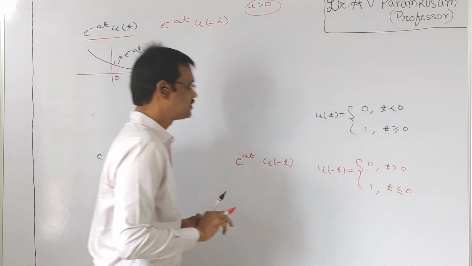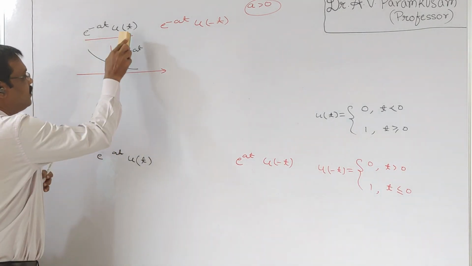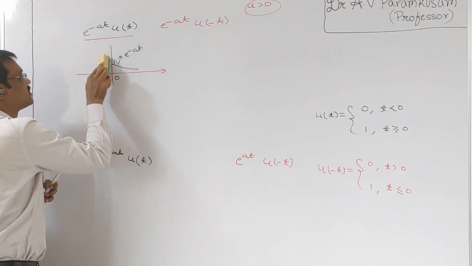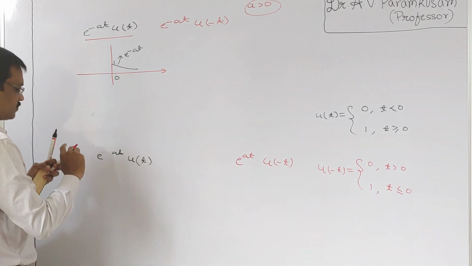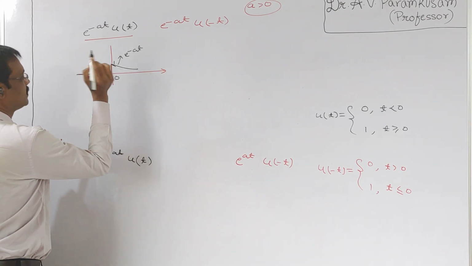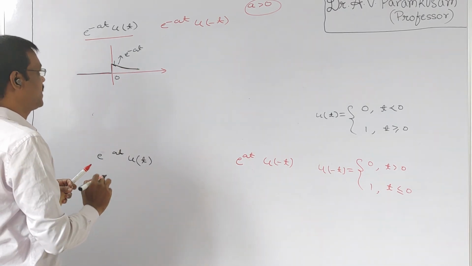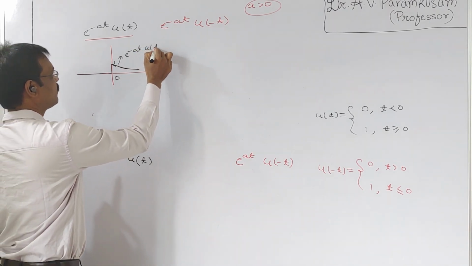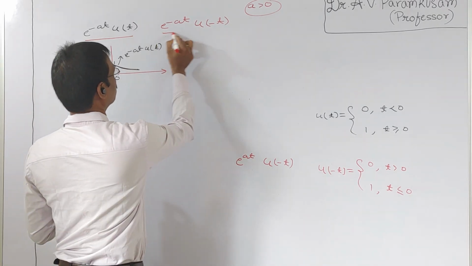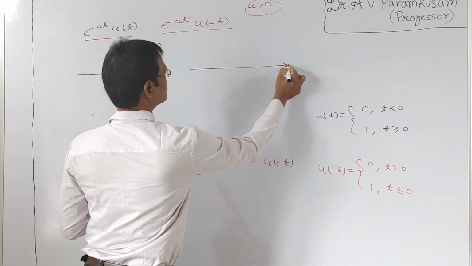See here, e to the power of minus at is multiplied with u of t. u of t is equal to 0 when t is less than 0, so the value vanishes and is equal to 0 for t less than 0. For t greater than 0, it is the same as e to the power of minus at. So this is the signal e to the power of minus at u of t. Here I draw e to the power of minus at u of minus t.